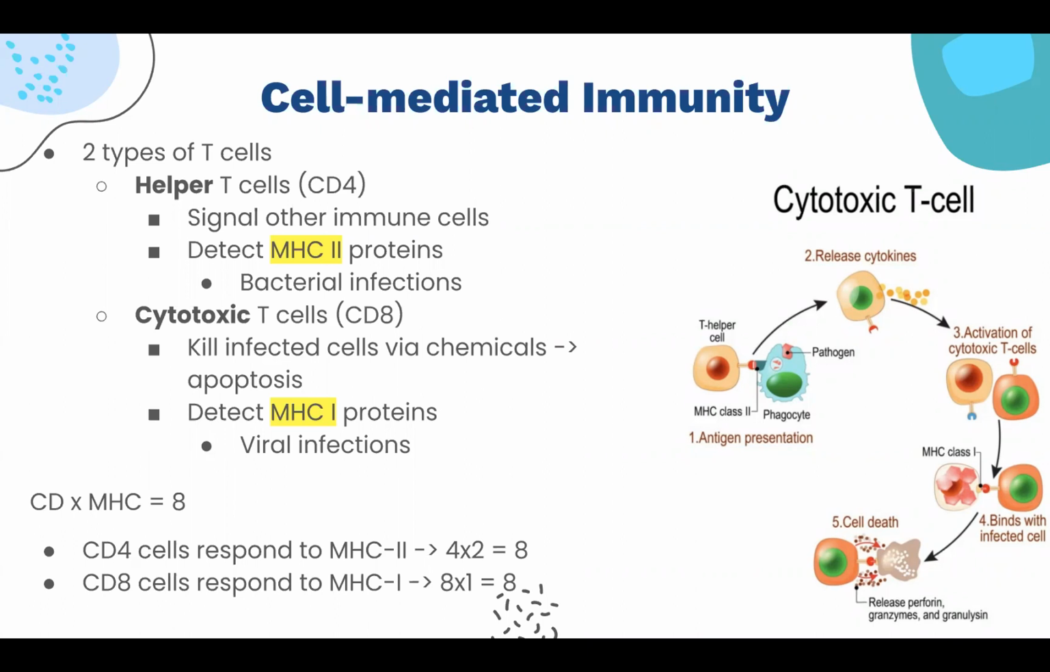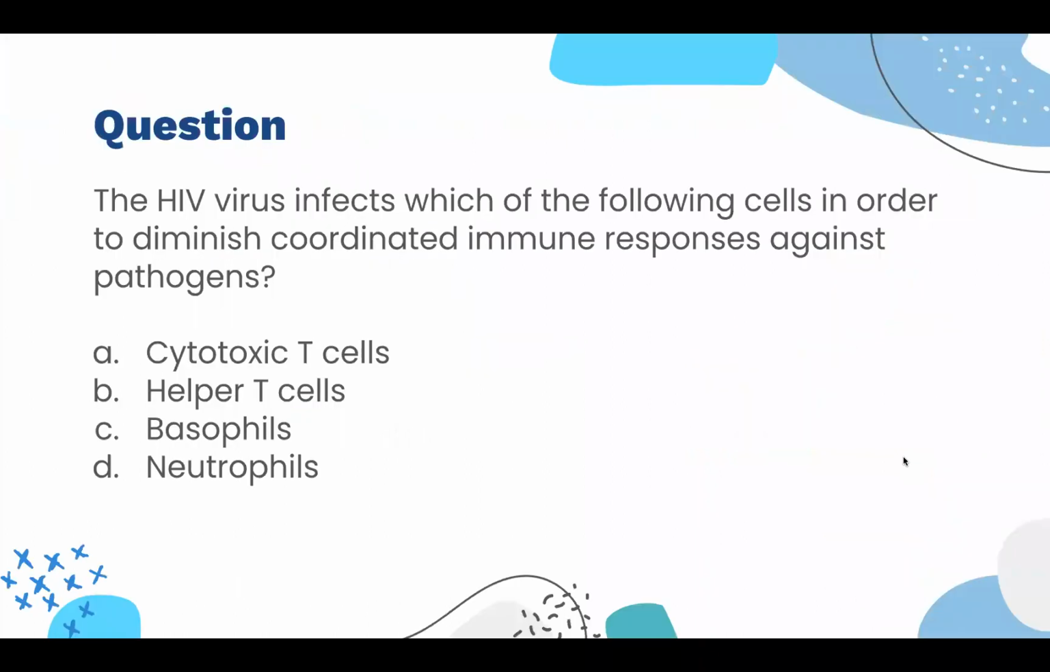You can remember which T cell binds to which MHC protein by using this mnemonic. You can multiply the CD number times the MHC number, and it has to equal 8. So CD4 responds to MHC2, 4 times 2 is 8, and CD8 responds to MHC1, 8 times 1 is 8. All right, here's a question.